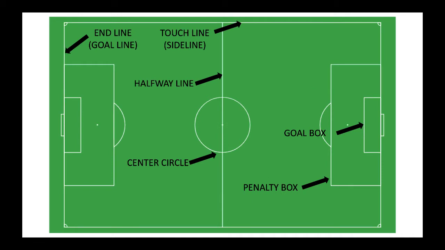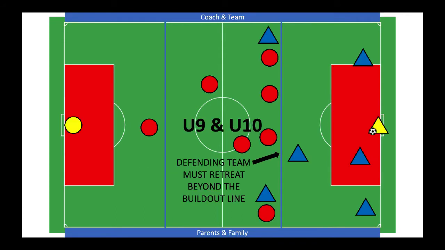Again, we talked a little bit about terminology with the end line, the touch line, halfway line. The other term you're going to learn in U9 and U10 is the build-out line. The build-out line is designed to cut the field into thirds. So you have the defending third, the middle third, and the attacking third. The idea around the build-out line is that we want to give the attacking team, when they have possession of the ball, the opportunity to build out of the back.